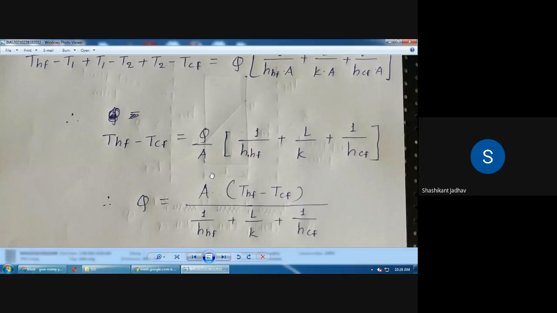Then at the next line, Q is equal to, so rearrange the terms. By rearranging the terms, we get the equation of Q. From this equation, what is the value of Q? Q is equal to area into THF minus TCF divided by this whole term, that is 1 upon HHF plus L by K plus 1 upon HCF.